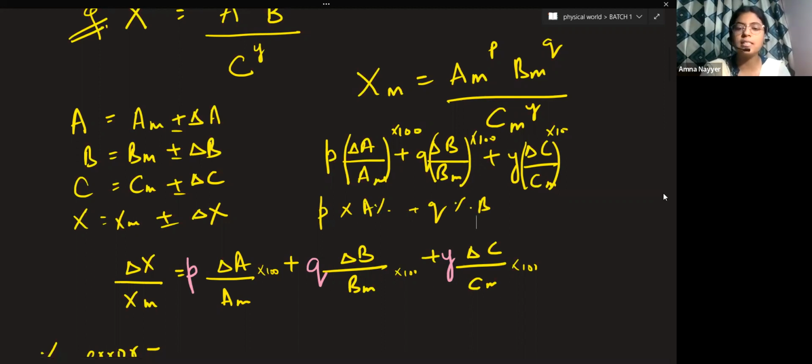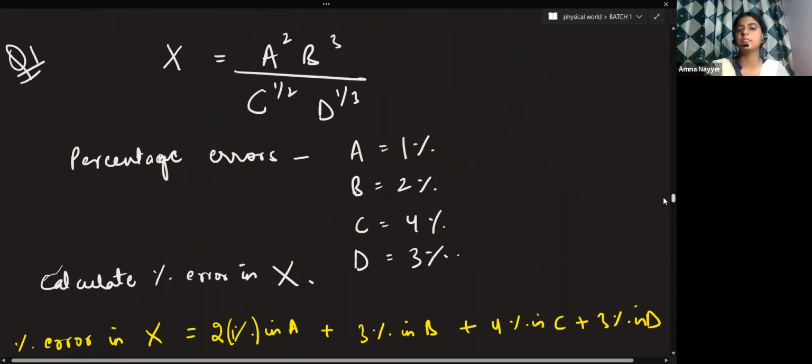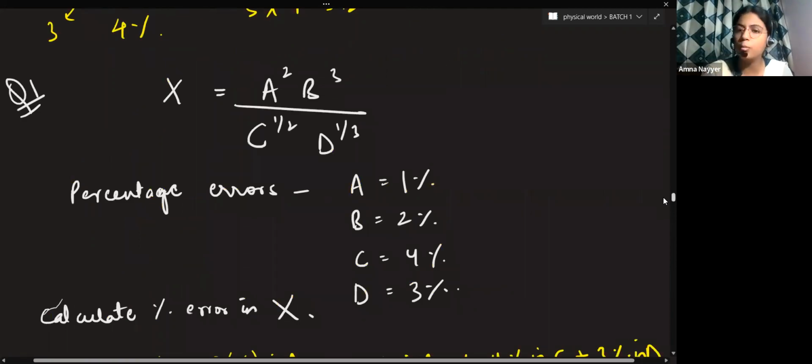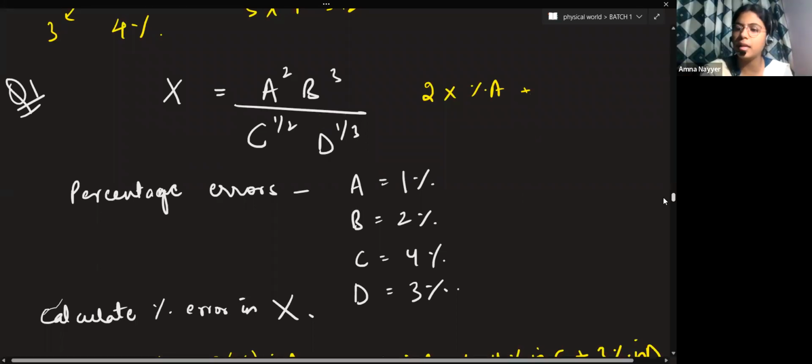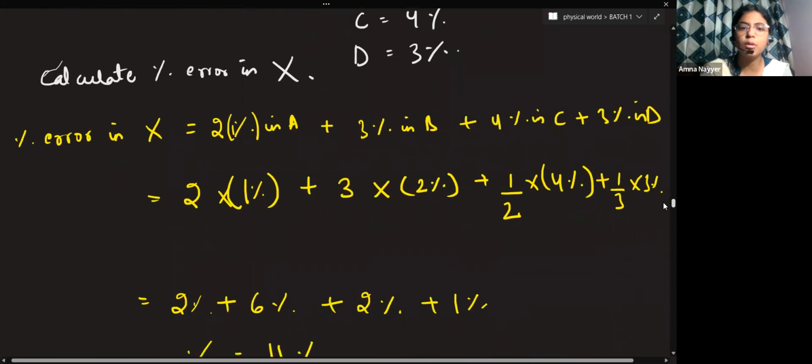So we had seen a question where this was given. The formula is given and percentage errors are given. You have to find the percentage error in X. So it will be what? 2 is the power of A. So it will be 2 multiplied by percentage error of A plus 3 multiplied by percentage error of B plus half multiplied by percentage error of C plus 1 by 3 multiplied by percentage error of D, in this manner. So see what you get.